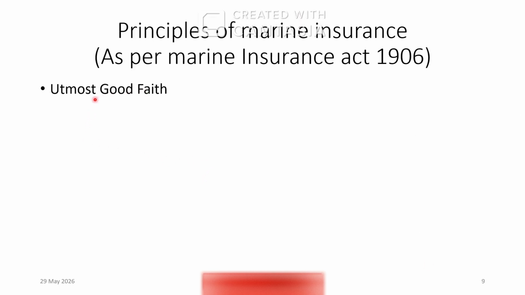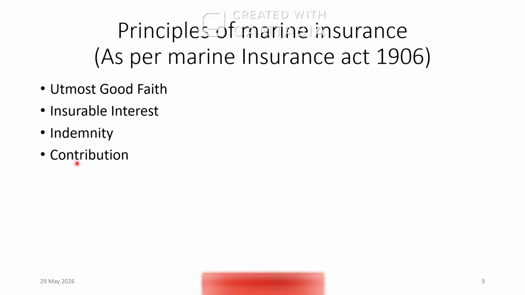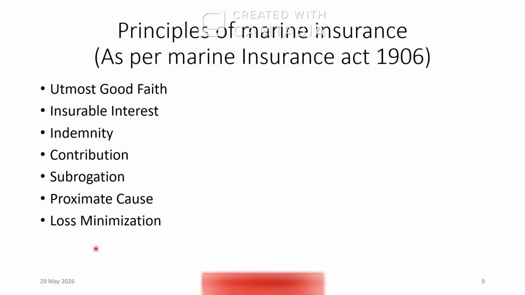Let us see what the principles of the Marine Insurance Act are. The first principle is utmost good faith. Then the second one is insurable interest. The third one is indemnity. The fourth one is contribution. The fifth one is the subrogation clause. The sixth one is the proximate clause. The seventh one is loss minimization, and the eighth and last one is warranties. So they are the 8 principles of marine insurance as per the MIA 1906.